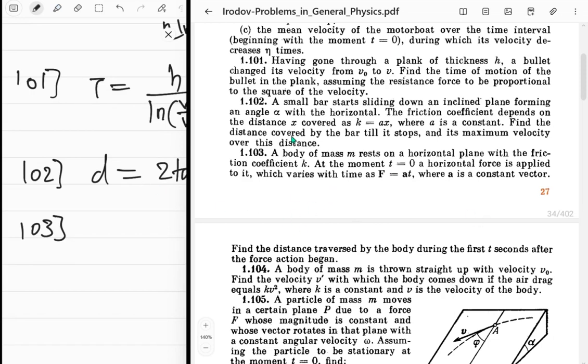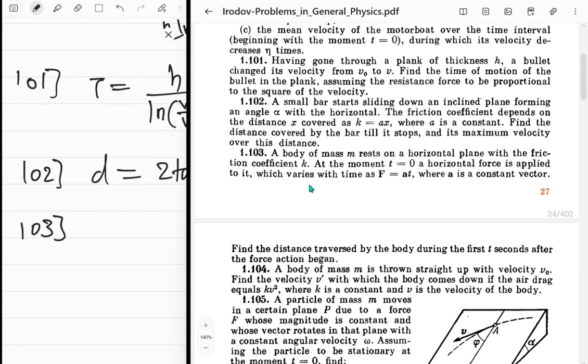Horizontal plane, friction is there, coefficient k. The force is in just one direction, so a is a horizontal vector, and it's varying like this. Okay, fine. What do you want to find? Find the distance traveled by the body during the first t seconds after the force action begins.